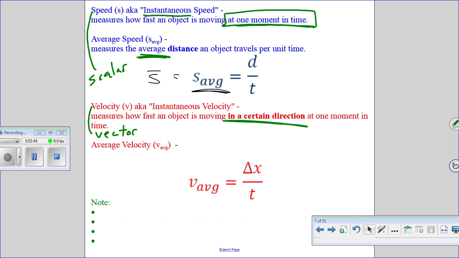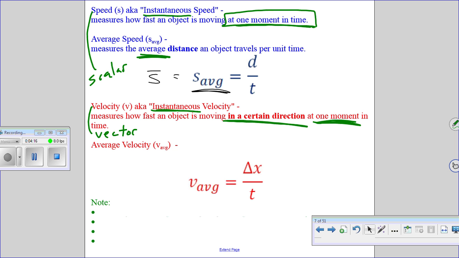Okay? So, if we're talking about motion upward, your velocity could be positive if you're moving up at a certain speed, and your velocity would be negative if you're moving down at a certain speed. So velocity, again, usually when we say velocity, we're referring to instantaneous velocity. It measures how fast the object is moving in a certain direction at one moment, again, because we're talking about instantaneous.